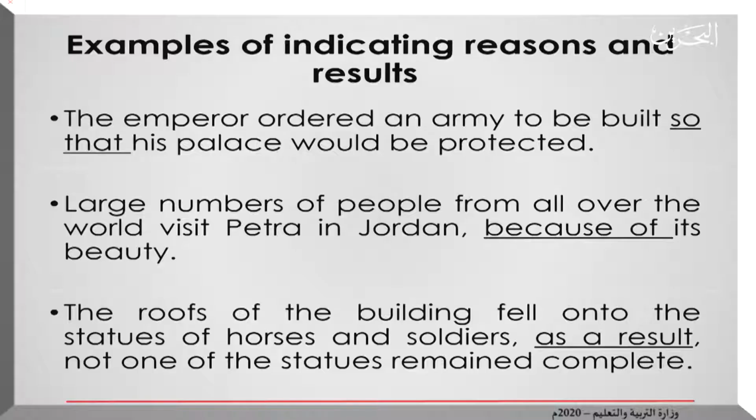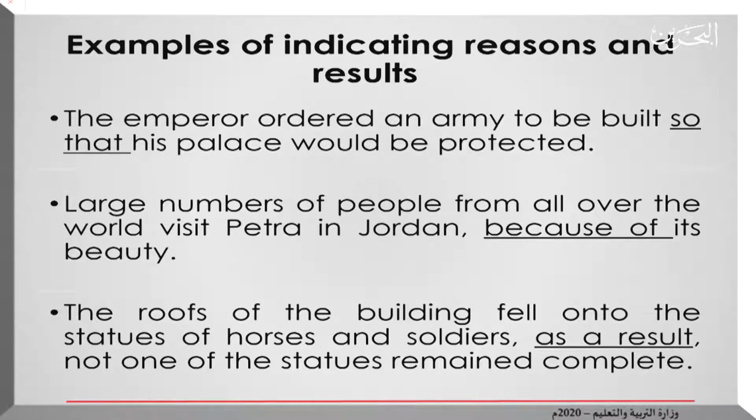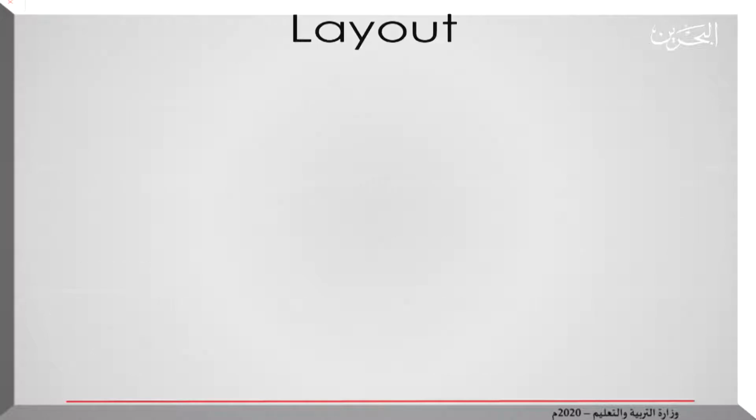The third example, the roofs of the building fell onto the statues of horses and soldiers. As a result, not one of the statues remained completed. So pay attention, here there's something happened. The roofs fell onto horses and soldiers' statues. What was the result? What happened? Later on, not one of the statues remained complete. So the expression as a result is giving you a result or an outcome.